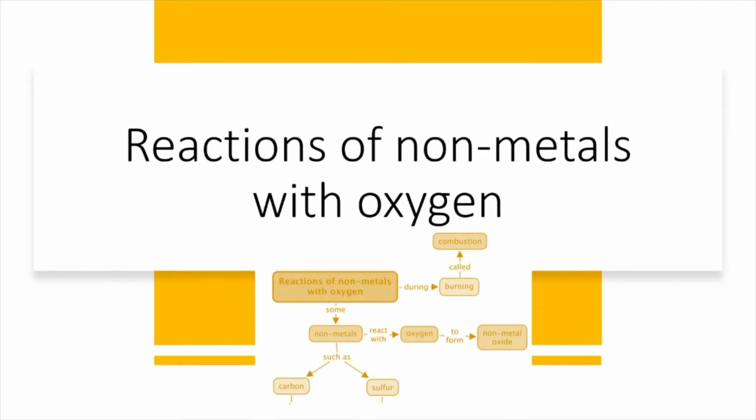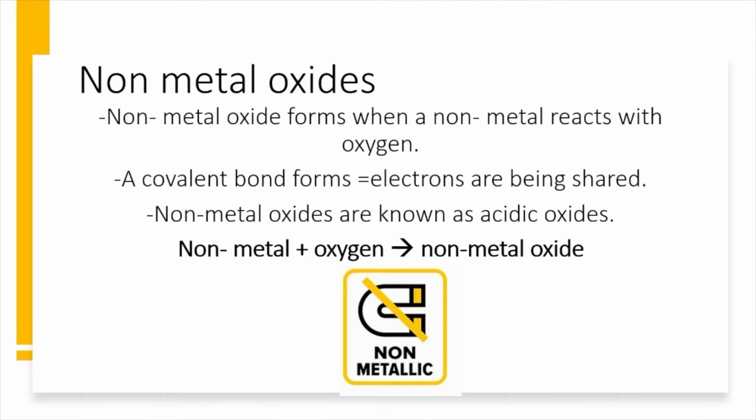In this section, we'll be looking at how nonmetals react with oxygen, what the product is, and what the influence would be on the environment. To start off, nonmetal oxides will form when a nonmetal reacts with oxygen. It is a covalent bond which forms because we are talking about two nonmetals that react or bond, and their electrons are shared. Important to remember for this section that a nonmetal oxide is known as an acidic oxide, meaning the product would be of an acidic nature.